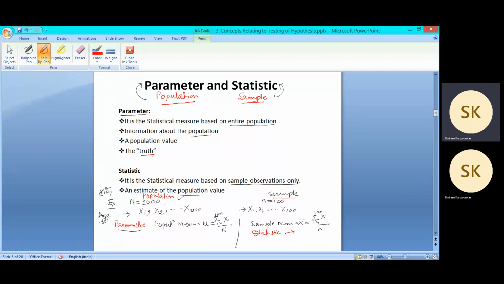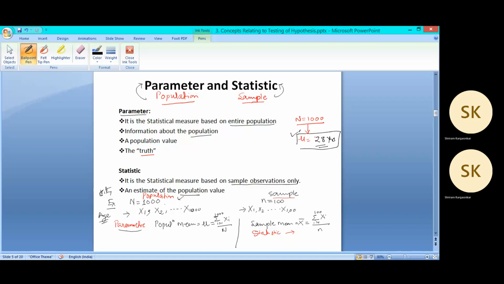Now, one word is there: truth. Parameter is the truth. Yes, it is the truth, because in the same example, when I am talking about the ages of 1000 people and I calculate it, it is the true value. Suppose the average age, whatever it may be, I take it as 28 years. Whenever I study each and every individual among these 1000, whatever value I get is the true value, right?